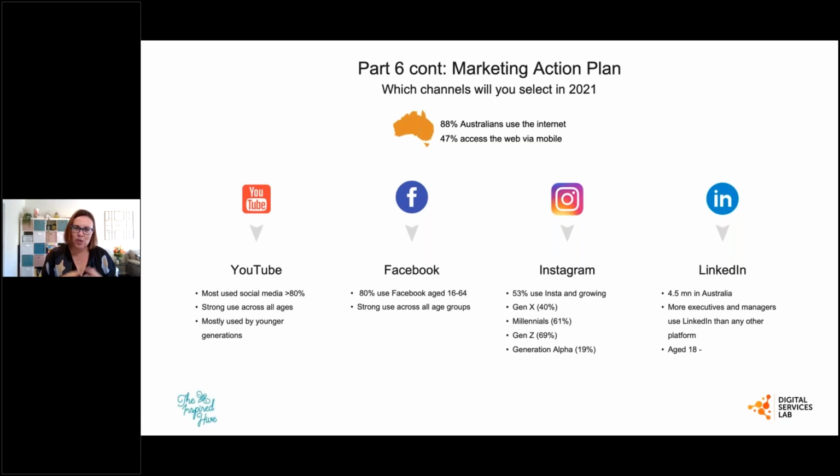Some of the really interesting stats is 88% of Australians use the internet. And of those people that do use it, a lot of them are actually using it via their mobile. So you want to make sure, especially with your website, for example, that it is accessible via mobile. It does mean that people can access information anywhere at any time. And these are just some of the social media platforms that different people can work with. I know that there are certainly more out there, but these are sort of the major ones.